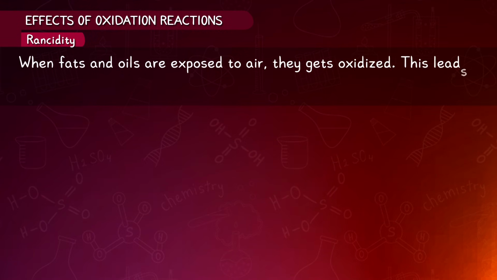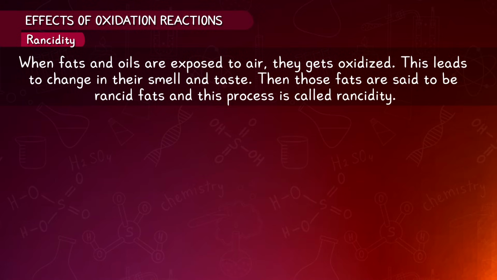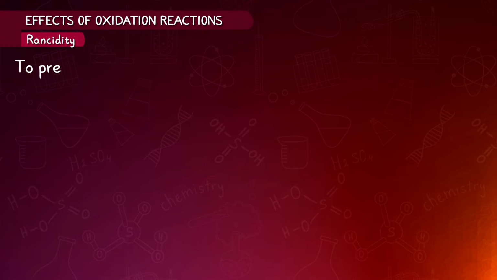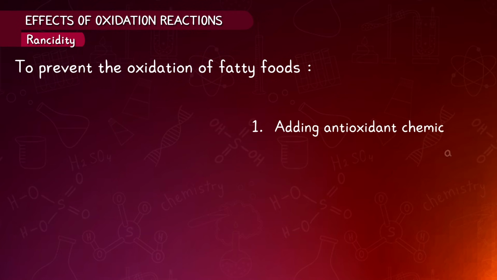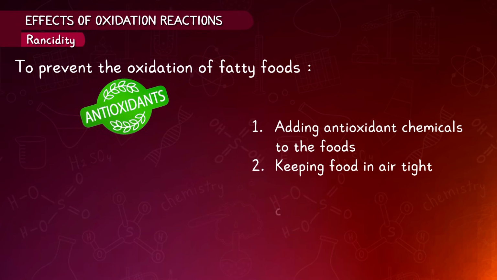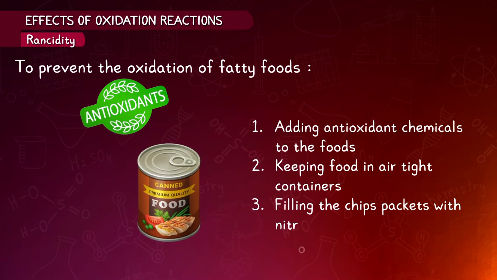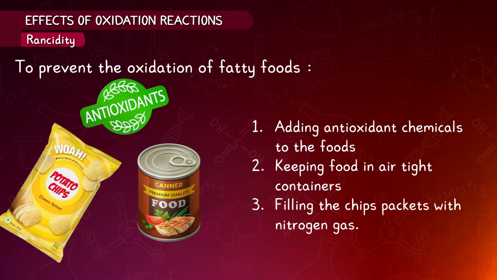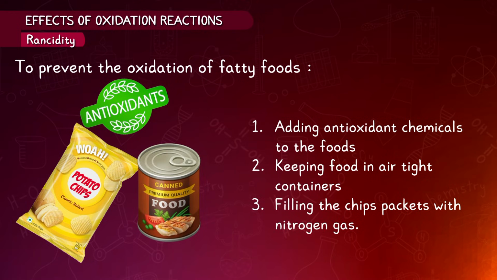Rancidity. When fats and oils are exposed to air, they get oxidized. This leads to change in their smell and taste. Then those fats are said to be rancid fats, and this process is called rancidity. To prevent the oxidation of fatty foods, the following preventive steps are followed. 1. Adding antioxidant chemicals to the foods. 2. Keeping food in a tight container. 3. Filling the chips packets with nitrogen gas. This is all about the chemical reactions and equations.